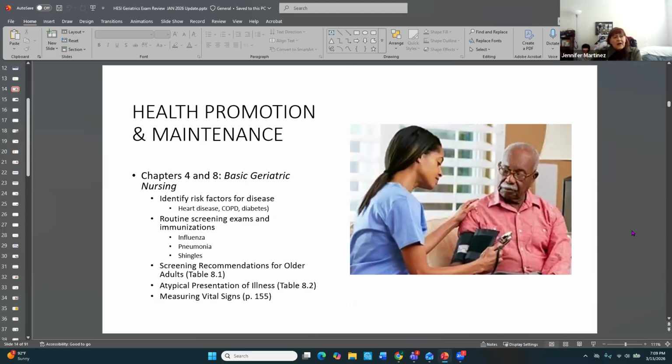Health promotion and maintenance. This is chapters 4 and 8 in your basic geriatric nursing. Look at identifying risk factors for disease: heart disease, COPD, and diabetes. Look at your routine screening exams and immunizations. They should get their yearly flu vaccine, their pneumonia vaccine, as well as their shingles. Your screening recommendations are in table 8.1. The presentation of illness is table 8.2, and measuring vital signs is on page 155.